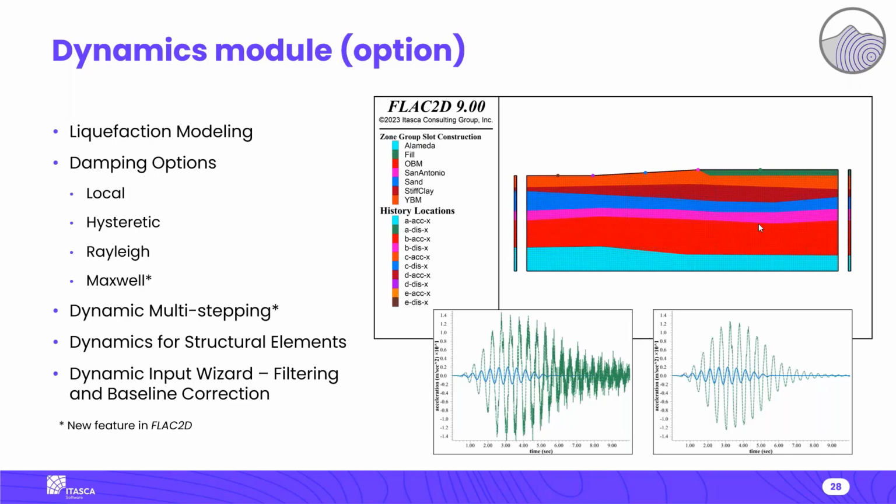Another improvement to our dynamic option is multi-stepping, which is a routine that benefits large models with varying size zones and reduces the calculation time for those very large models. Dynamics is also included for our structural elements, which I'll talk about in a minute. And then lastly, we offer a dynamic input wizard, which gives users the ability to filter and do baseline corrections to their dynamic histories and accelerations.